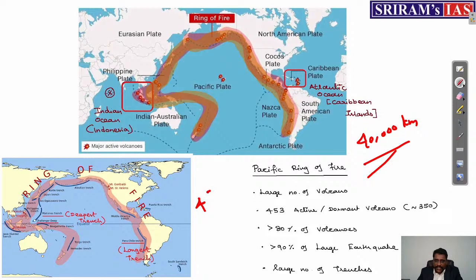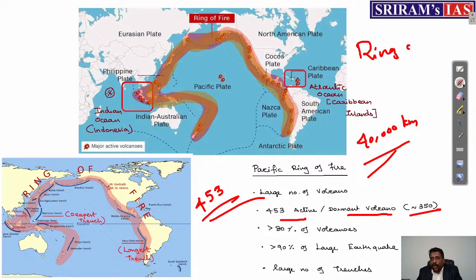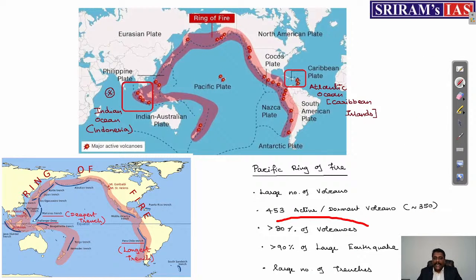One old fact says there are about 453 active and dormant volcanoes. Wikipedia has now changed the information, but the older information says 453 active and dormant. Extinct is not counted. Or simply I can say a large number, thousands of volcanoes are there in this region. That's the reason this region is very popularly called the Pacific Ring of Fire. Fire means volcano. And this region alone, my dear friends, accounts for more than 80% of the world's volcanic population.